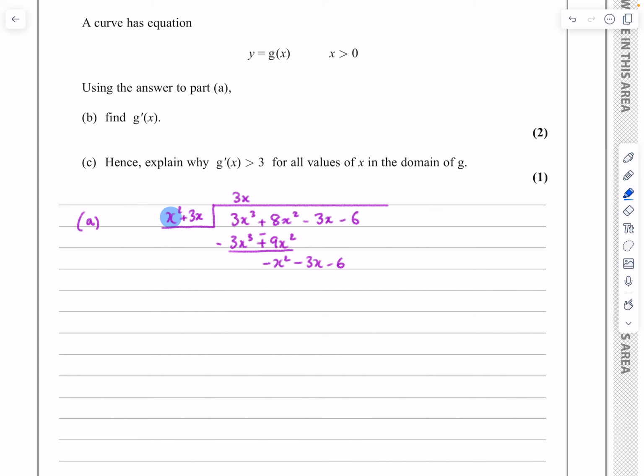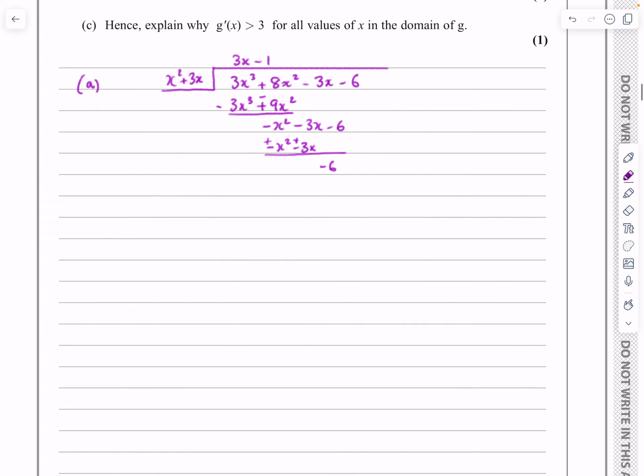How many times does x squared go into minus x squared this time? Well, that goes in minus 1 times. Minus 1 now multiplied by all of this is going to give me minus x squared minus 3x. And if we now subtract that away, both of those cancel. We'll just end up with minus 6.